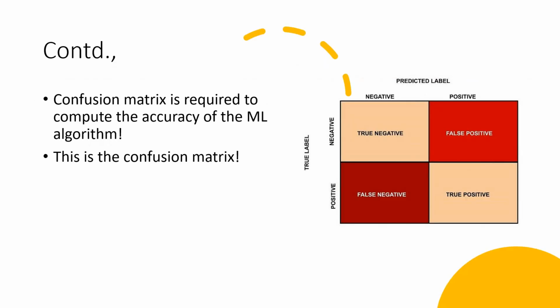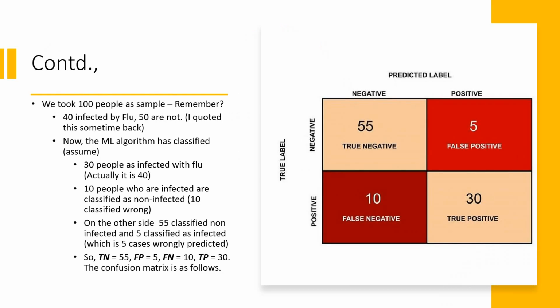Now the confusion matrix is required to compute the accuracy of the ML algorithm, and whatever I have presented in front of you in the matrix format is called the confusion matrix. Predicted label versus true label, you can see true negative, false negative, true positive, and this is what is called the confusion matrix. We will go back to the same example.